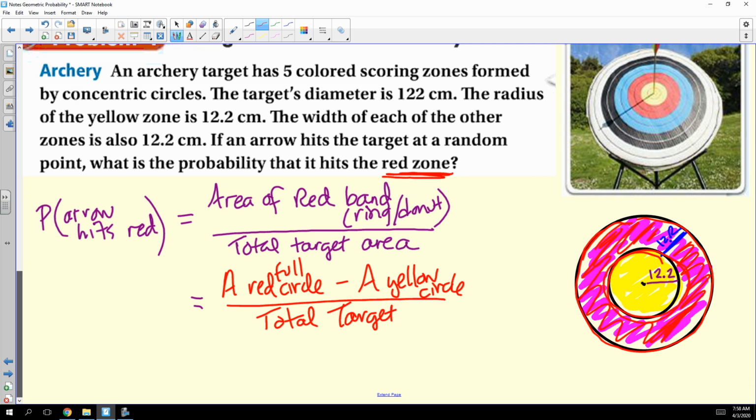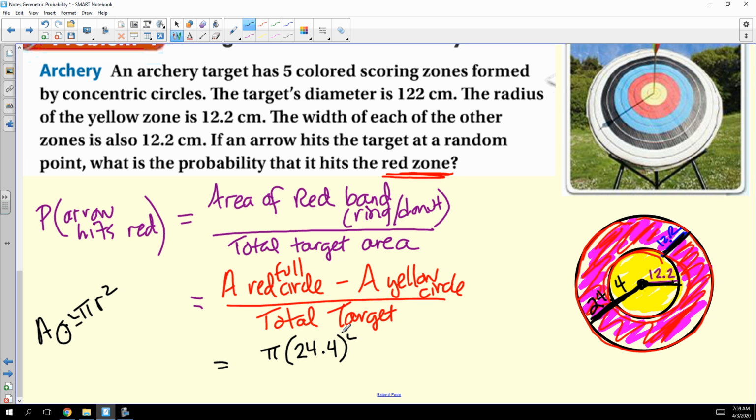How do we find the radius of the red circle? It's the entire radius, from the center of the target out to the outer edge. That's 12.2 twice, because the yellow circle has a radius of 12.2 and the band width is 12.2. So it's 24.4. The formula for the area of a circle is pi r squared. So we have pi times 24.4 squared, minus the area of the yellow, pi times 12.2 squared, divided by the total target area.